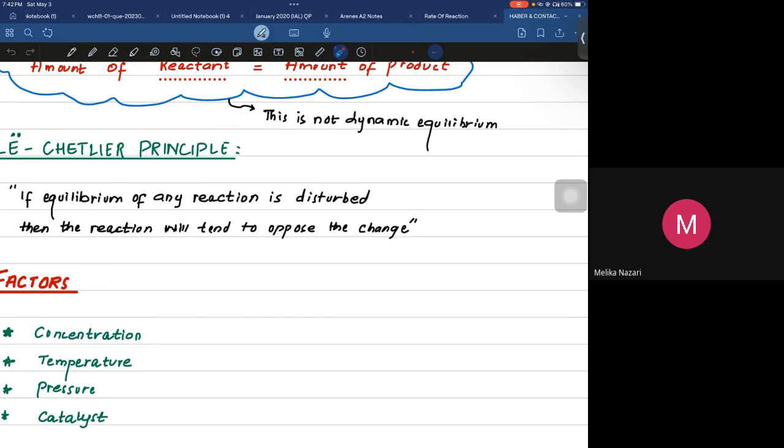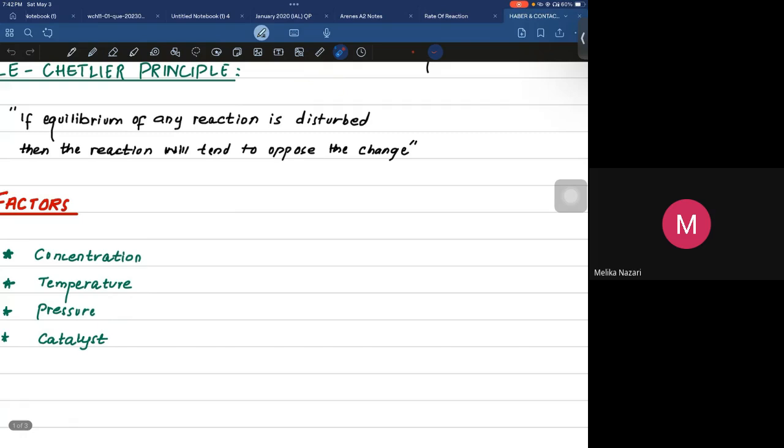Same goes with the chemical reaction. The reaction is going very smoothly. Reactants are changing into product and products are changing back into the reactant. So we are going to disturb the chemical reaction. It's not a human being that we can push or pull. We can disturb the equilibrium of a reaction by changing the concentration, the temperature, the pressure, or the catalyst. These are the factors which can disturb the equilibrium of a reaction. Are you getting my point?